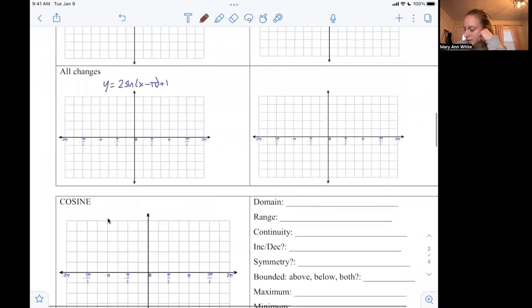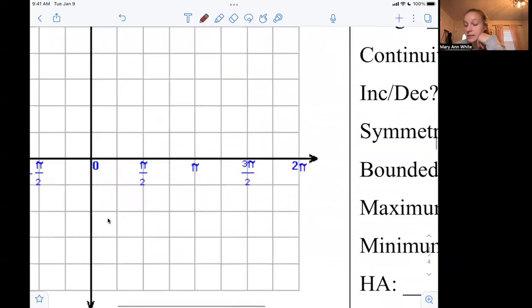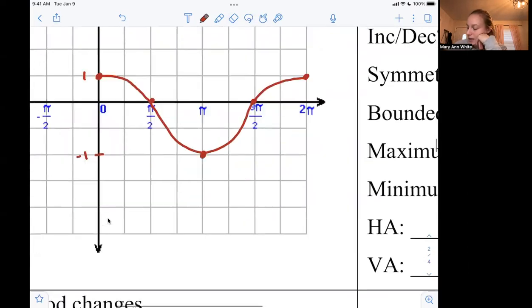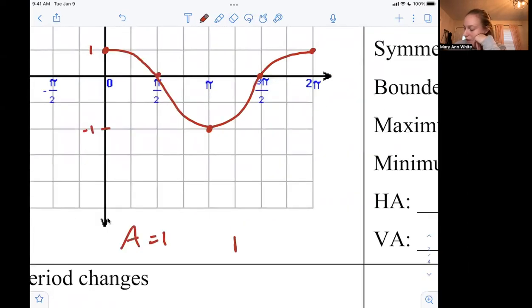I have them separated just because that's what I did last time. Cosine starts at the highest point and it ends at the highest point, and its lowest point is in the middle. The pi over 2 and 3 pi over 2 just go through the center of the graph, so it kind of looks like a horseshoe. Very nice. Okay. And again, amplitude here is 1, period here is 2 pi, unless we make changes.